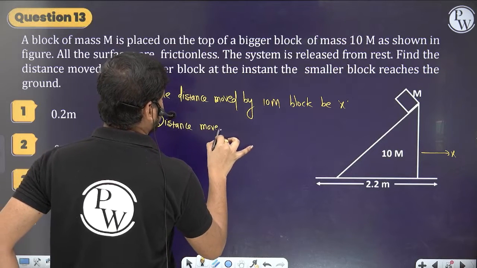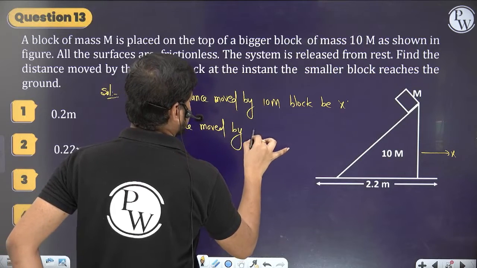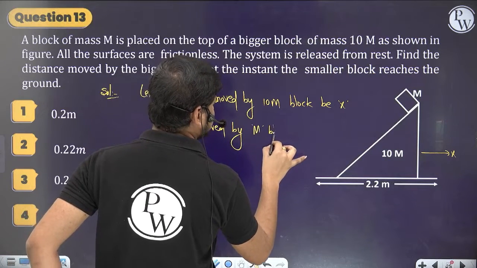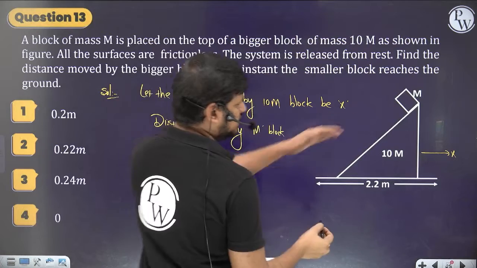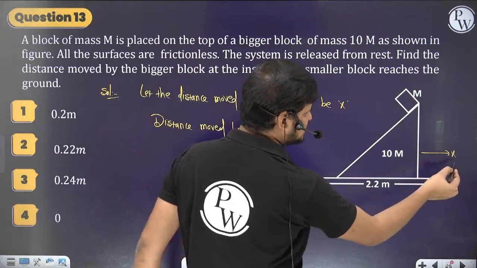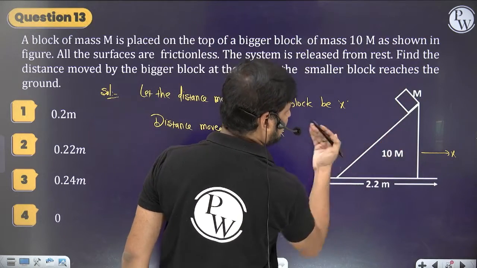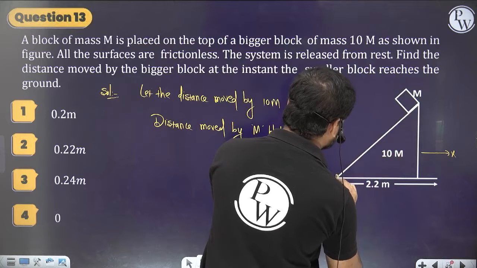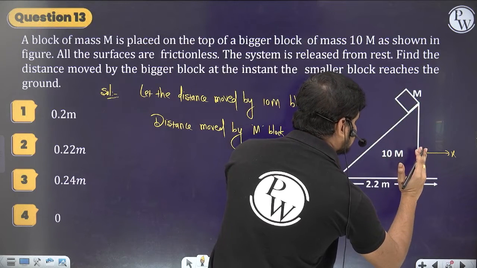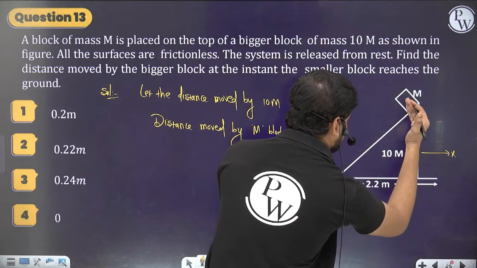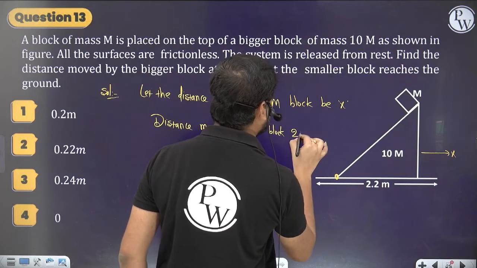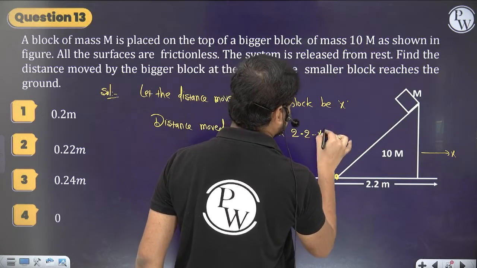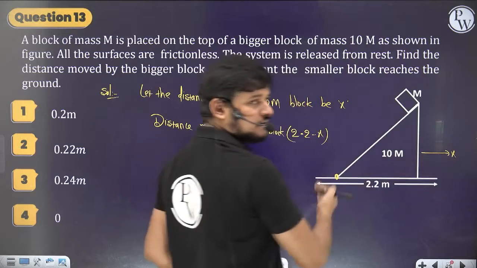Distance moved by the small m block will be equal to... so from here to here, this side direction is positive, so this is moving to the left. Actually, if you consider this as the origin, it is at a distance 2.2. Now it is coming here, which is nothing but 2.2 minus x. Yes or no? So 2.2 minus x.